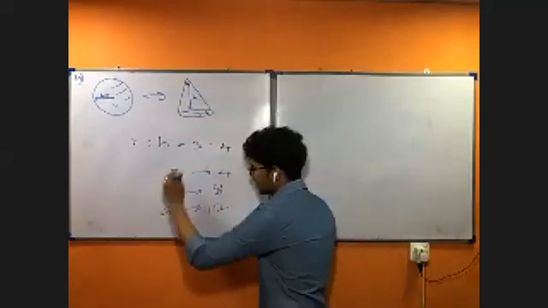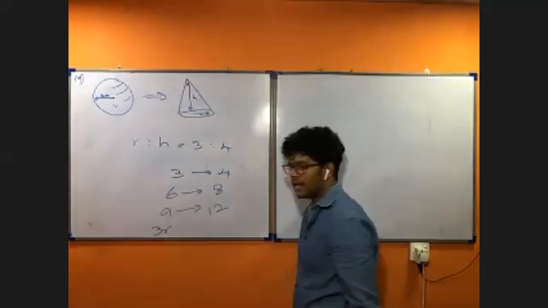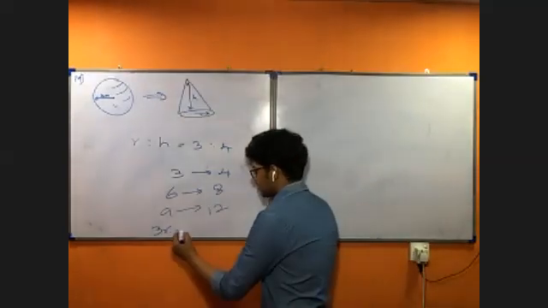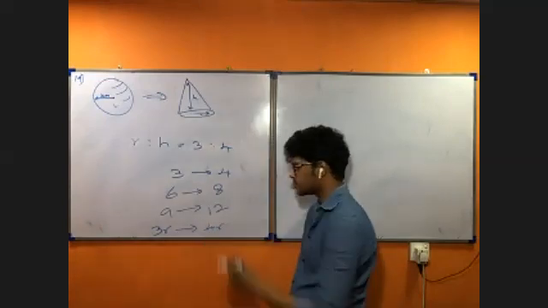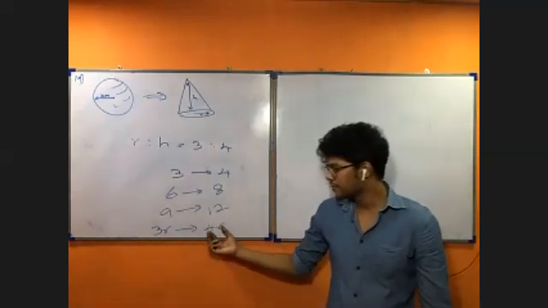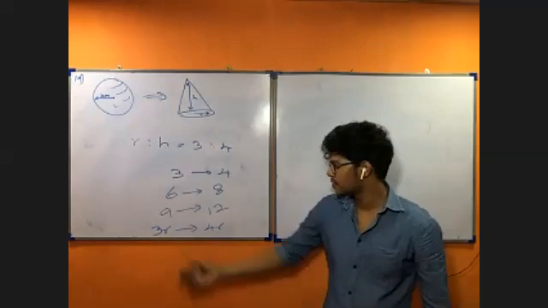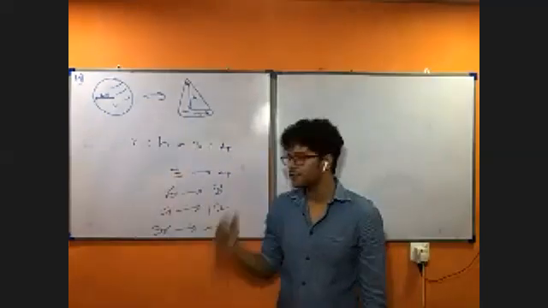So if the radius is 3r, what will be my height? It will be 4r, right? If the radius is 3r, the height is going to be 4r. So again, it is 3:4, right? If this one is 3, this is going to be 4.